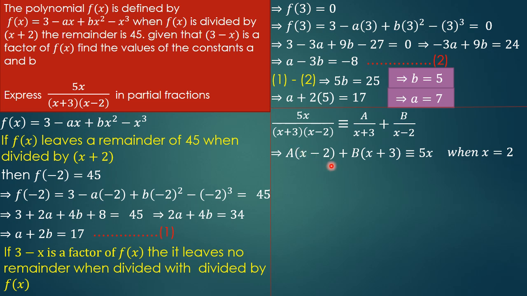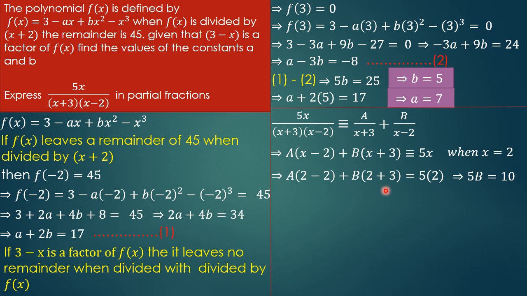By so doing, if we put 2 into all the x's, this term simply cancels, and 2 plus 3 gives us 5. So we are going to have a into (2 minus 2) plus b into (2 plus 3), equal to 5 into 2.